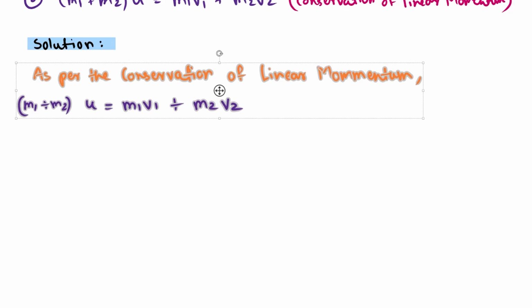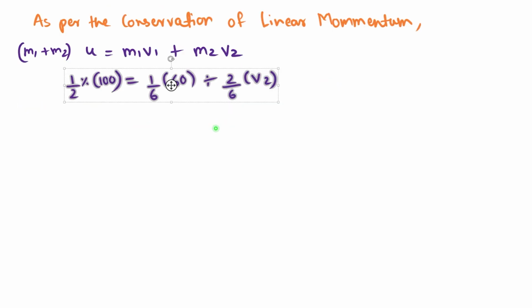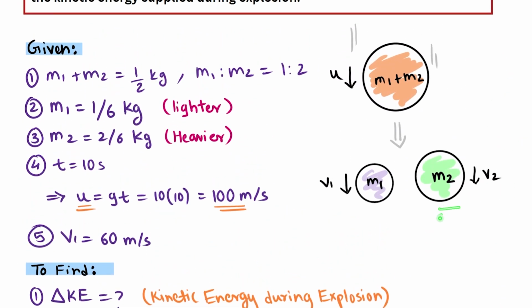As per the conservation of linear momentum, as we have seen, initial momentum must be equal to the final momentum. If we substitute all the values known to us, we have all the values that are either given to us or calculated by us except for this v2. So we'll take all the unknown quantities on one side and all the known quantities on the other side, and based on this we get an expression for v2, and if we solve it further, v2 comes out to be 120 meters per second. So this is the velocity with which the heavier fragment would fall after the explosion.